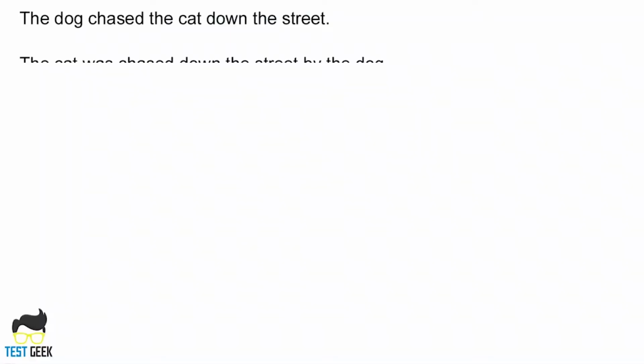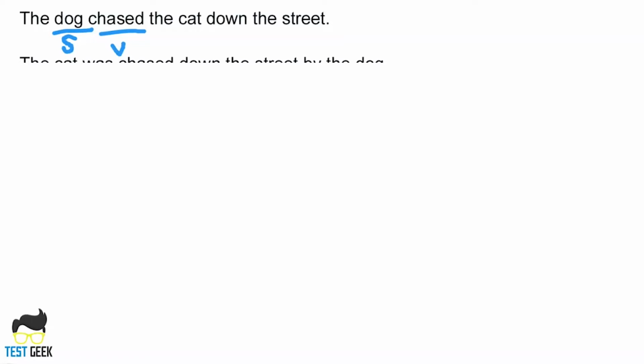The dog chased the cat down the street. What's the subject of this sentence? Dog, right? This is the thing that's doing an action or that we're talking about in our sentence. Chased is our verb. This is the action that's taking place in this sentence. Okay, this one's pretty simple, right?